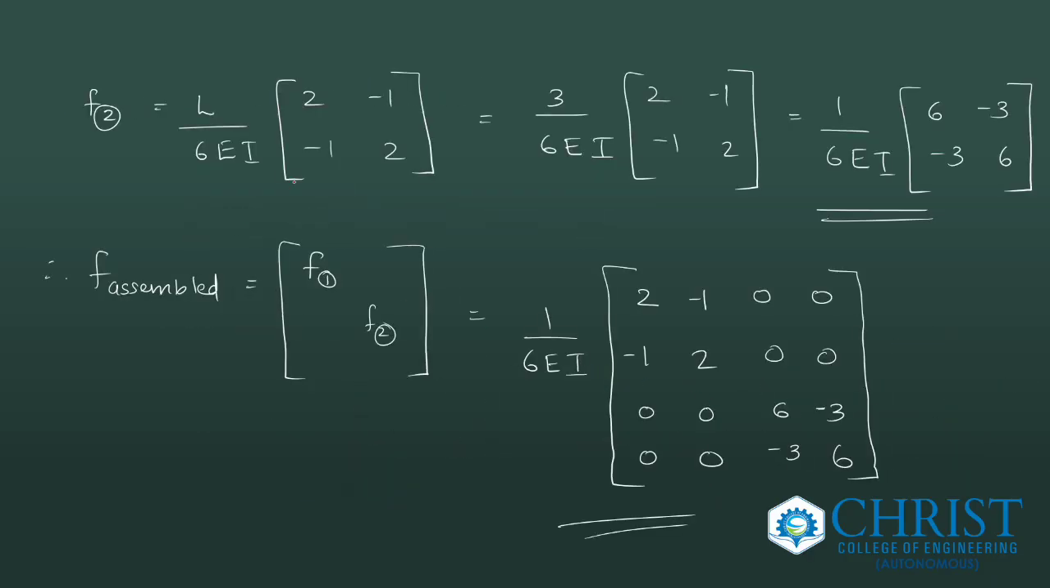Then for the second element, apply the same concept. Length is 3 meter, EI is EI itself, [2, minus 1; minus 1, 2]. Take EI inside, and get 1 by 6EI, [6, minus 3; minus 3, 6]. Taking 1 by 6EI common outside, I write the assembled flexibility matrix as [2, minus 1; minus 1, 2] and [6, minus 3; minus 3, 6]. We assemble them in a diagonal direction, and the other terms are 0.